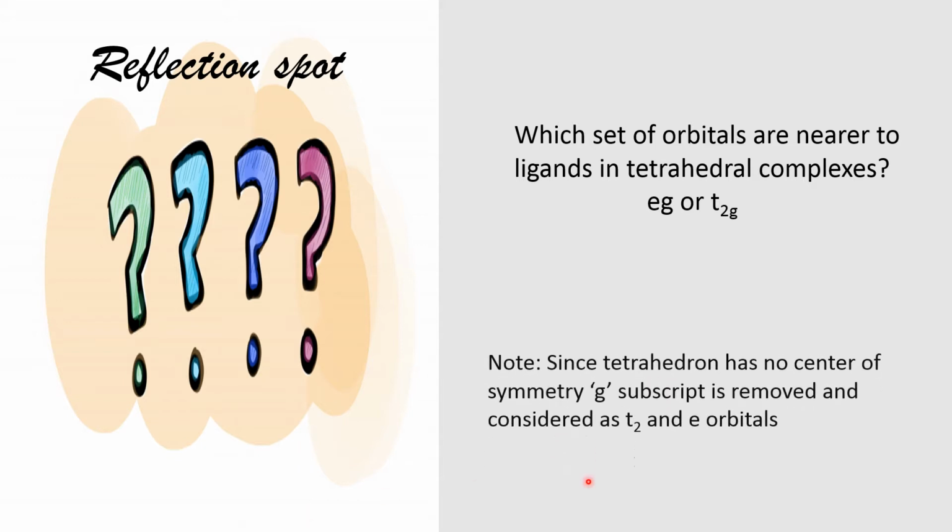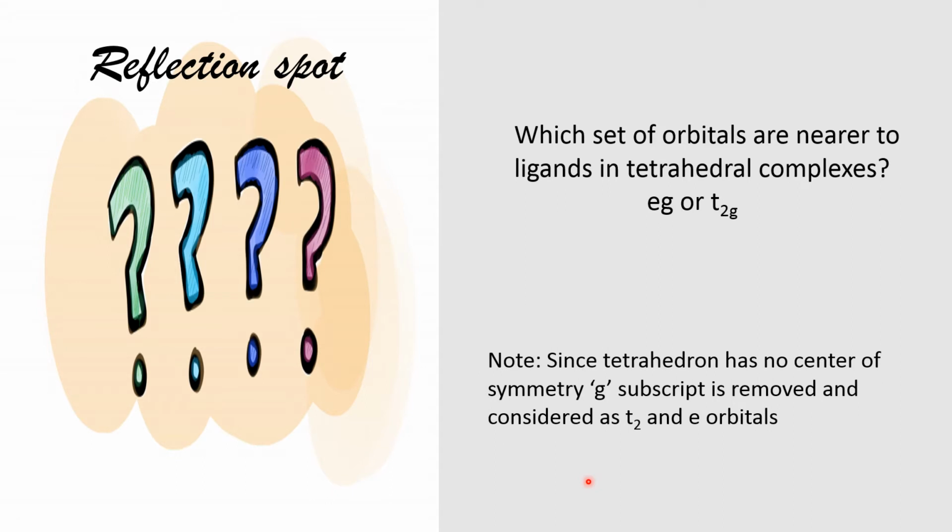Before going to that, note that in a tetrahedron there is no center of symmetry. So for Eg and T2g orbitals, we remove the g subscript. g represents gerade symmetry, that is, orbitals having a center of symmetry. So here in tetrahedral complexes we will remove the gerade subscript and we will represent T2 and E orbitals.